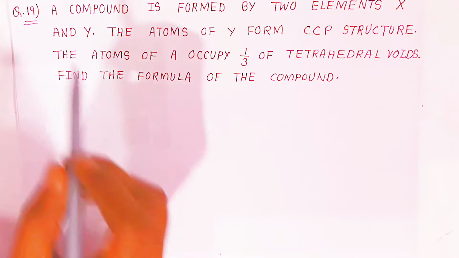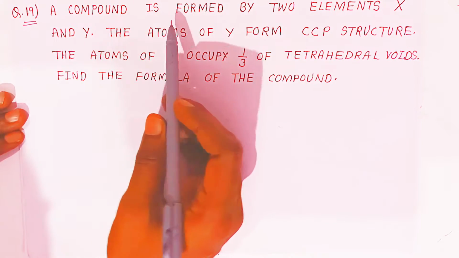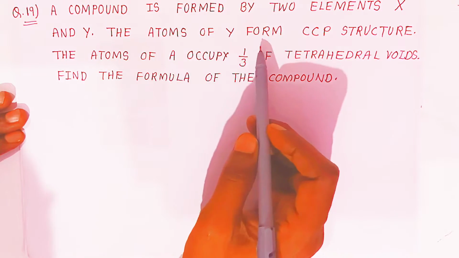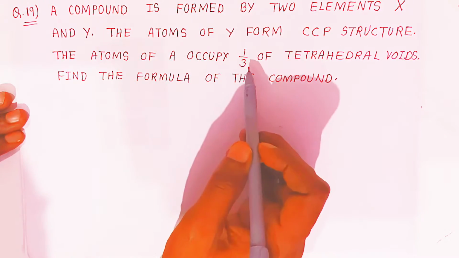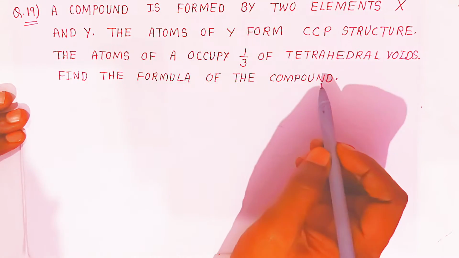Here students, we are going to see question number 19. A compound is formed by two elements X and Y. The atoms of Y form a cubic closed packed structure. The atoms of X occupy 1/3 of the tetrahedral voids. Find the formula of the compound.